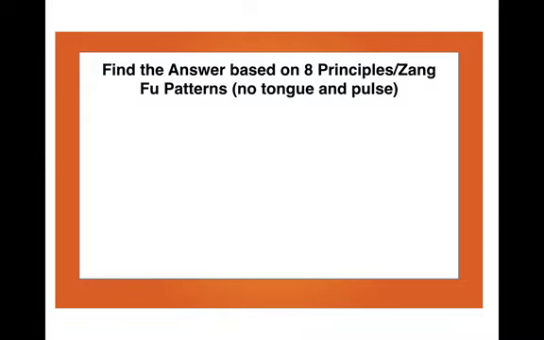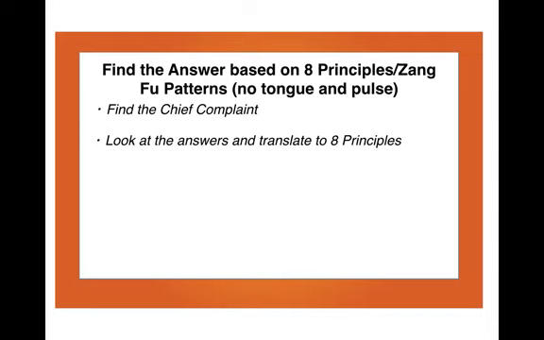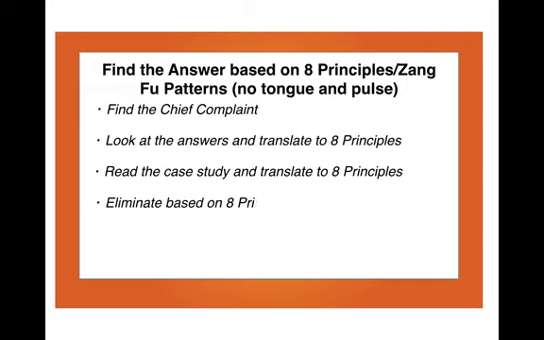So much easier, right? So we're going to find the answer based on 8 principal Zongfu patterns when there's no tongue and pulse. Your step-by-step for this is that you're going to find the chief complaint, look at the answers and translate to 8 principles, read the case study and translate to 8 principles, and then you're going to eliminate based on 8 principles.